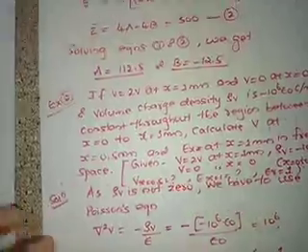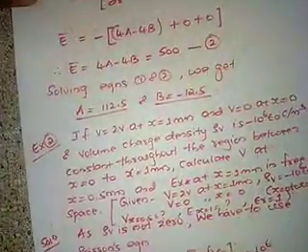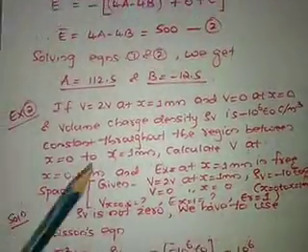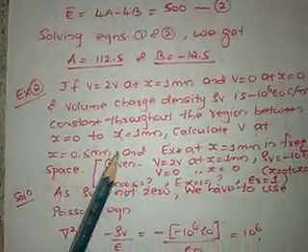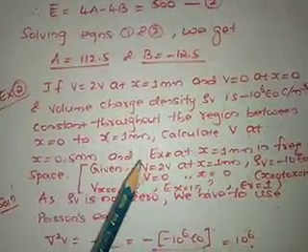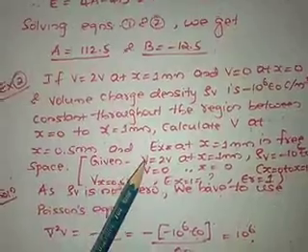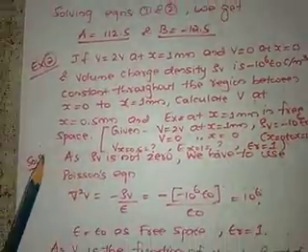Take the second example. If V is equal to 2 volt at x equal to 1 millimeter and V equal to 0 at x equal to 0, and volume charge density rho V is minus 10 raised to 6 epsilon naught coulomb per meter cube, constant throughout the region between x equal to 0 and x equal to 1 millimeter, calculate V at x equal to 0.5 mm and E at x equal to 1 mm in free space.